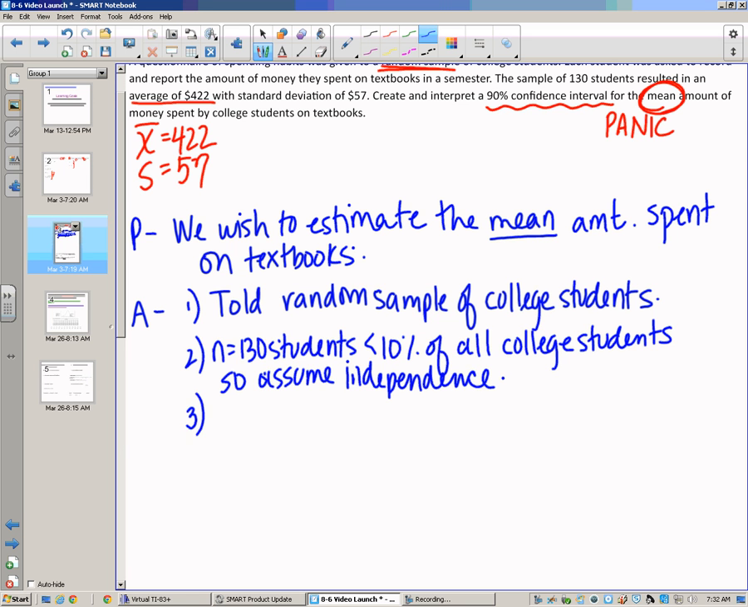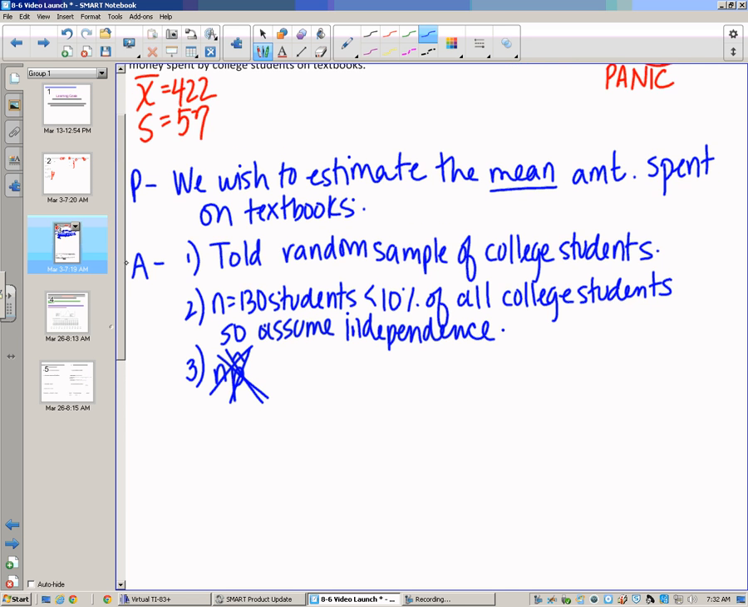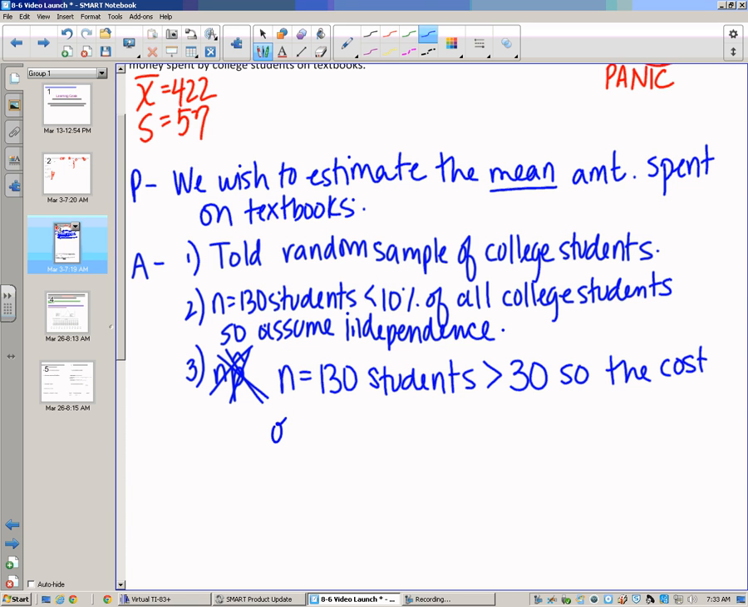Okay, the third one here, we used to do n times p or n times p hat if we didn't know it, but we don't have a p here, so we can't do this. So what we did when we had means or averages was we checked what was nearly normal. Either we were told the sample was nearly normal or our sample size was big enough. In this case, we have 130 students is greater than 30. That was our check. So the cost of books is nearly normal or approximately normal. So this was what you had done on your quiz before checking these three conditions.